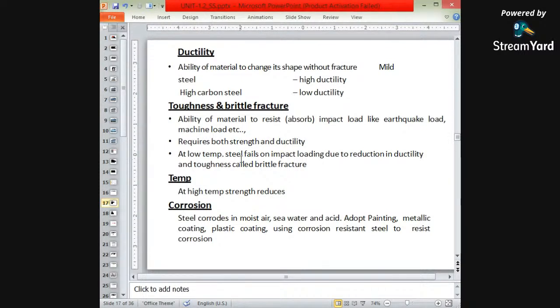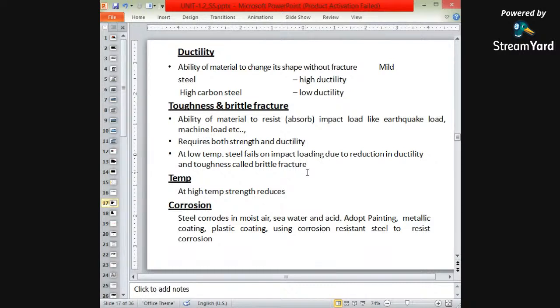At a lower temperature, steel fails on impact loadings due to reduction in ductility and toughness, called brittle fracture. Okay, what is brittle fracture? It is nothing but the breaking of steel at low temperatures. At low temperature, steel can be converted into a brittle stage. It can break into pieces. Brittle is nothing but pieces.